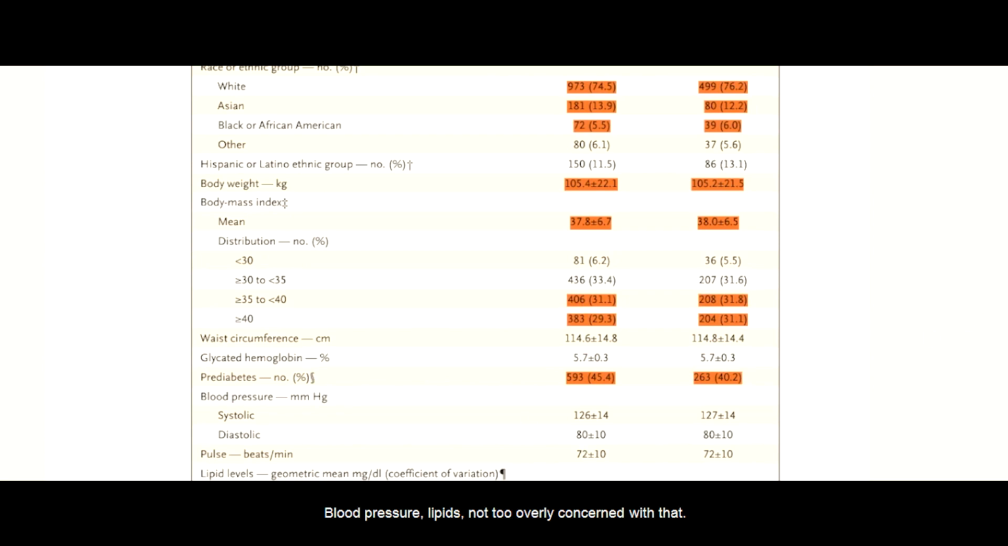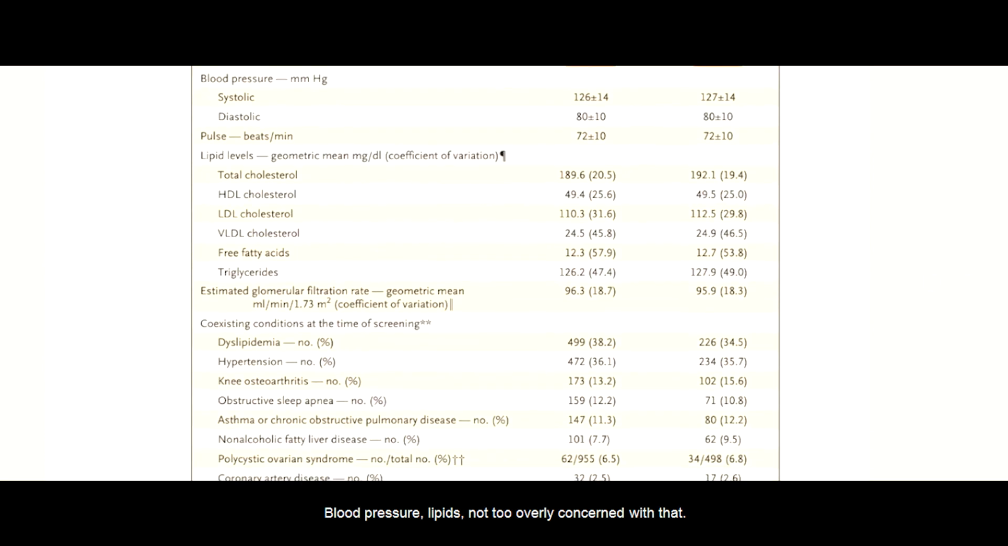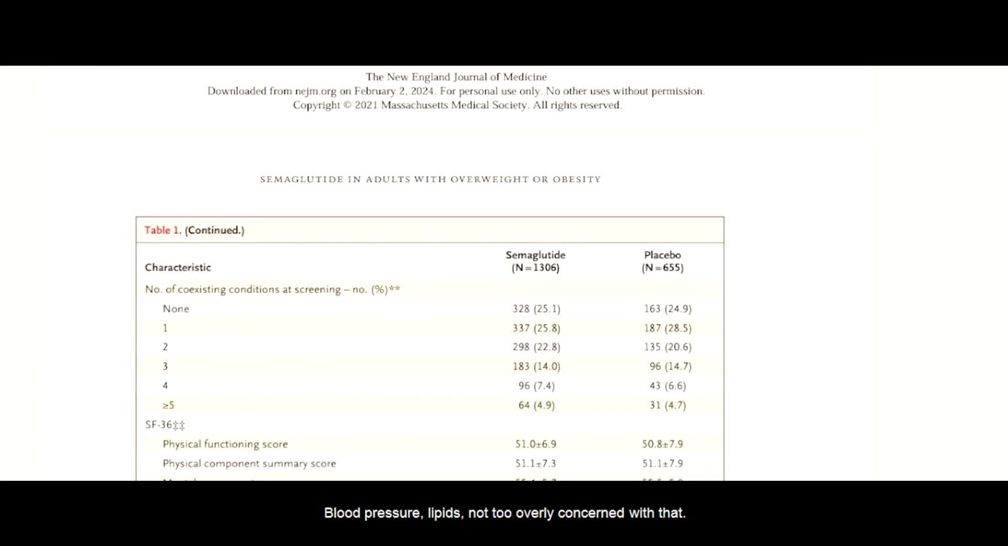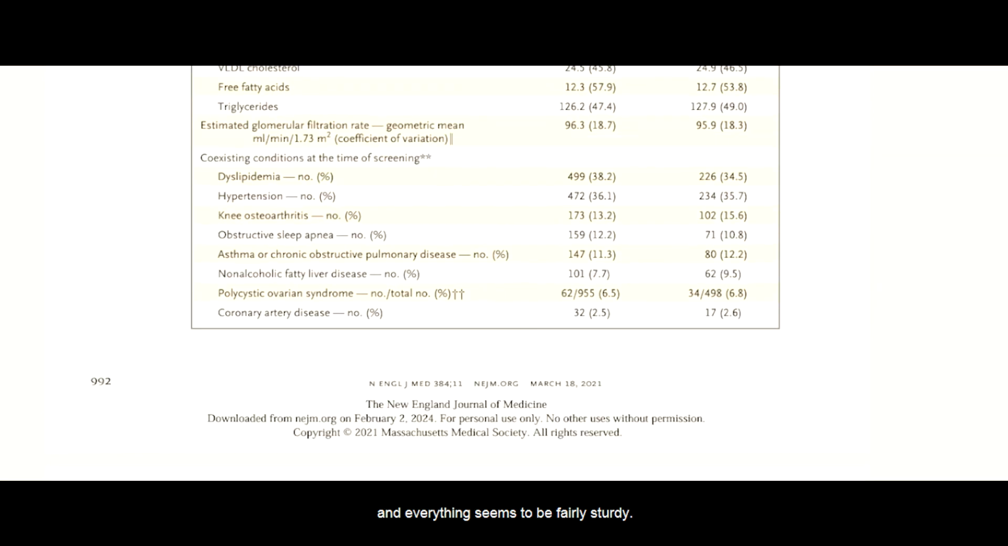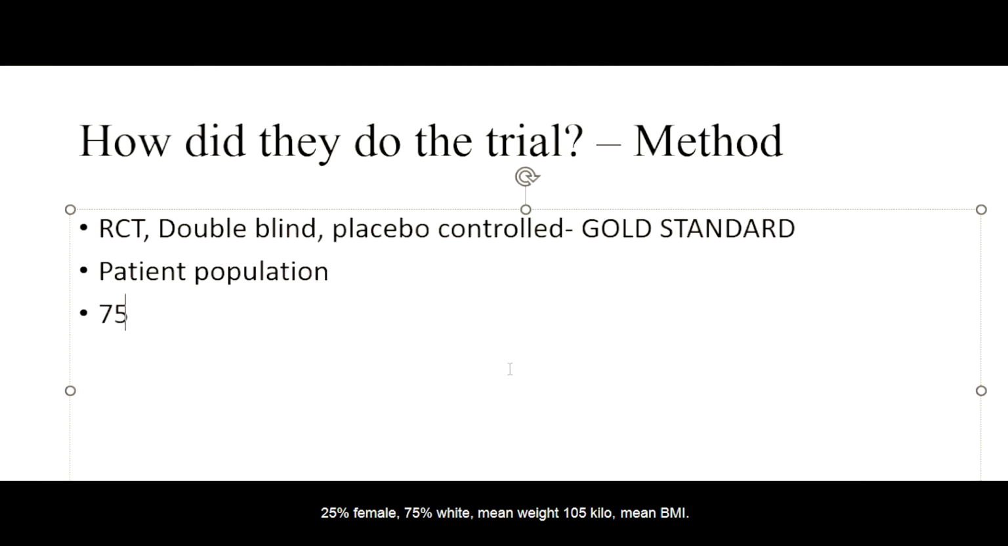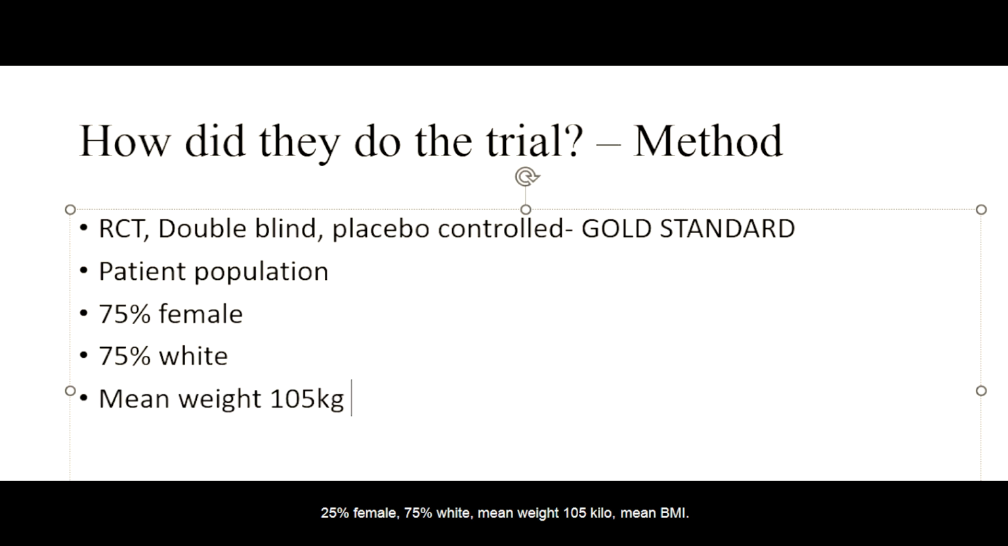Blood pressure, lipids. Not too overly concerned with that. Number of coexisting conditions. So when I'm glancing over this, I'm really looking for a sort of outlier number or percentage, and everything seems to be fairly sturdy. 75% female, 75% white, mean weight 105 kilo. Mean BMI was about 38.